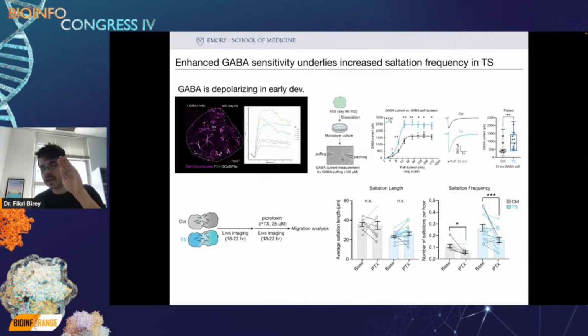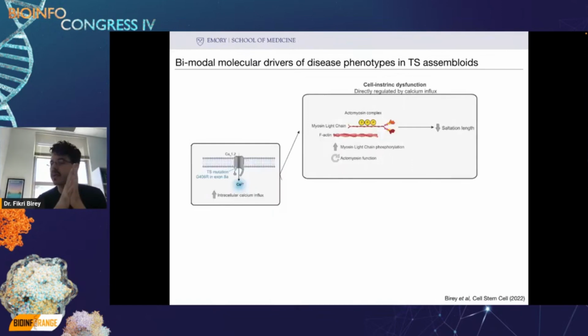And when we used a similar pharmacological technique where we antagonize some of these GABA receptors, we saw that we're indeed getting this rescue of the saltation frequency, but this time nothing was happening with the saltation length.